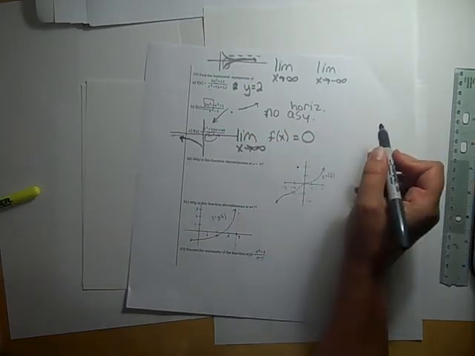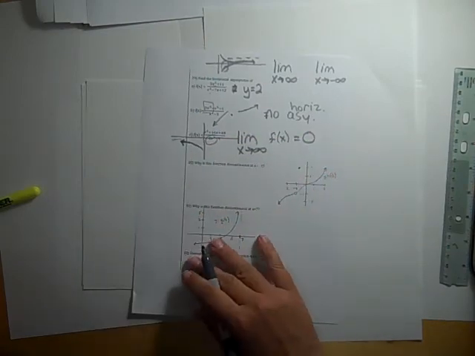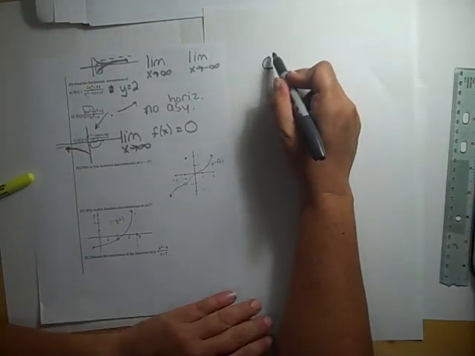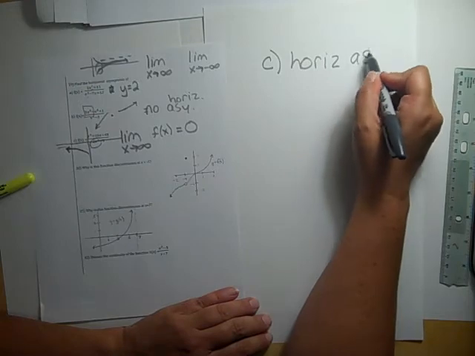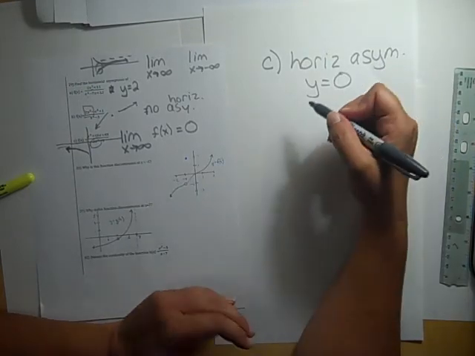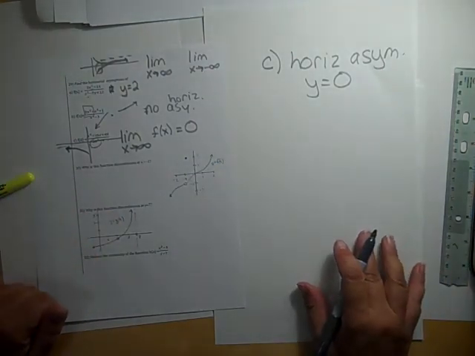So actually, the horizontal asymptote in letter C is y equals 0. So that's how you would write it. Sorry, I'm kind of out of room there. So for letter C, there's a horizontal asymptote at y equals 0. And it's the same positive or negative, so there's really only one asymptote.